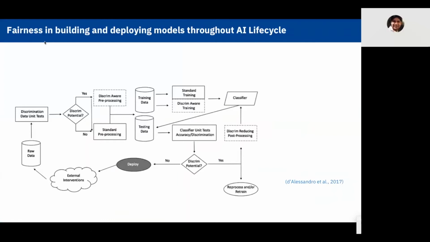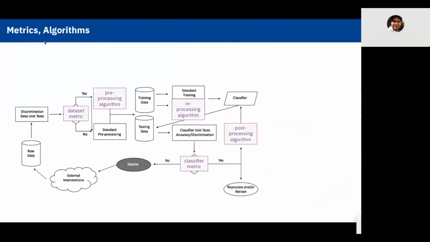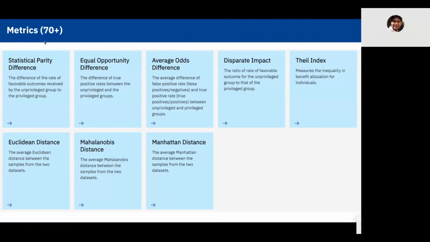And as we mentioned, it can detect bias throughout the AI lifecycle at different levels. We have different terms to describe it. Pre-processing means before you actually get to the trained model. In-processing means in the processing algorithm when the model is being trained. Post-processing means once you have trained your model and your model is ready. So in all these different phases, we have algorithms and metrics to detect bias.